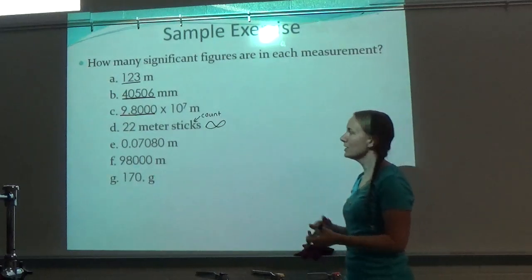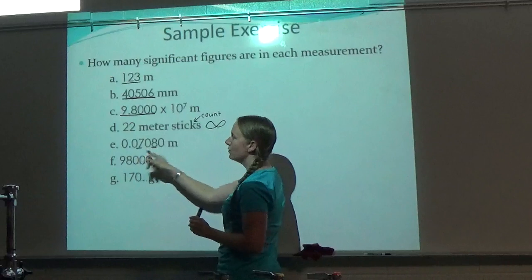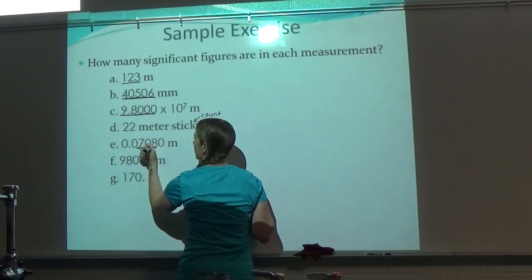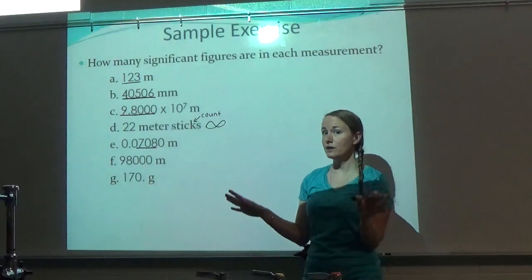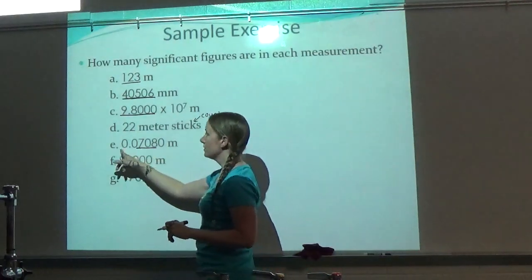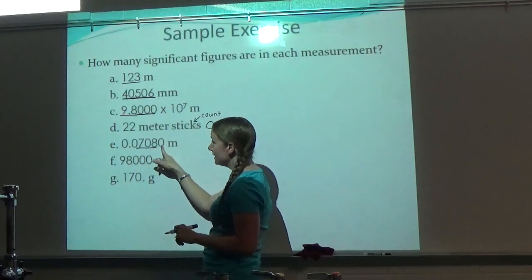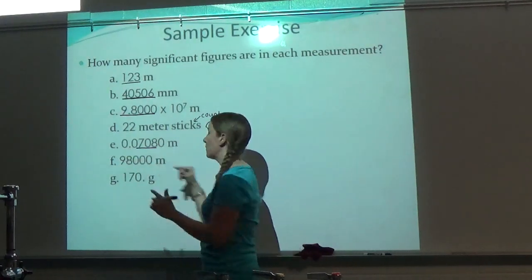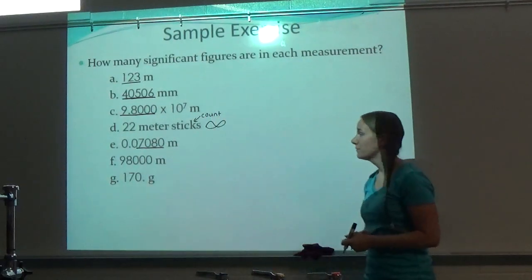All right, so let's look at part E. We know 7 and 8 are. We know the middle zero is. Front zeros are never significant. It doesn't matter where the decimal is. Front zeros are never significant. This 0 in back is significant because I can see the decimal point. So this one would be 4 significant figures.